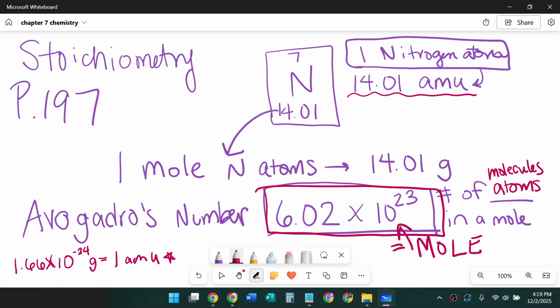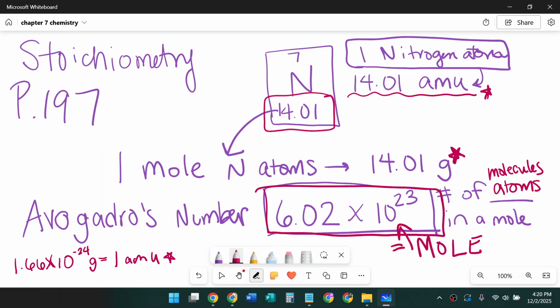And the other important thing was that this number right here, the atomic mass on the periodic table, tells us two things. It tells us the mass of a single atom in AMU, and it also tells us how many grams are in 1 mole of that thing. So that number tells us two different things. The one that is going to be more important for the rest of the book is the second one.